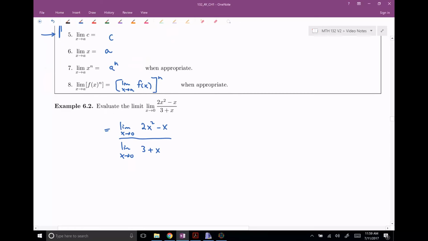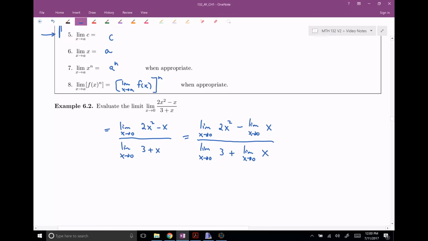Okay, now I can see that I have some addition and subtraction. I'm going to go ahead and write this next as the limit as x goes to 0 of 2x squared minus the limit as x goes to 0 of x, divided by the limit as x goes to 0 of 3 plus the limit as x goes to 0 of x. Right, so I'm going to distribute the limit across addition and subtraction in this case, using these limit laws.